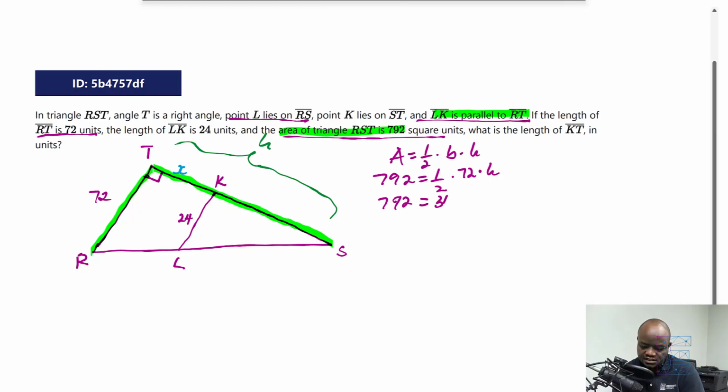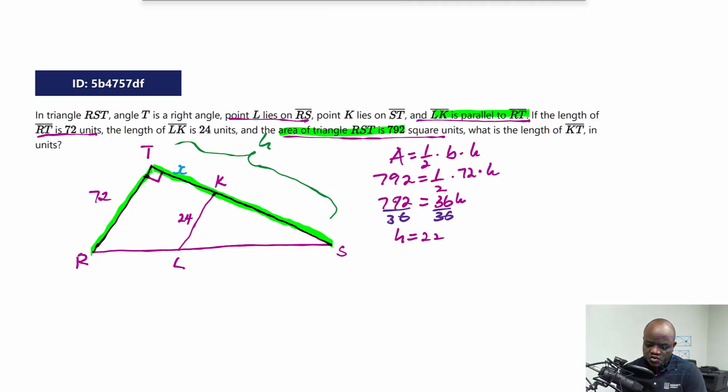When you do the math here, you'll have 792 equals 36H, and you divide both sides by 36, for a height of 22 units. So we then know that H is 22. That whole length there is 22. I'm going to say H equals 22.